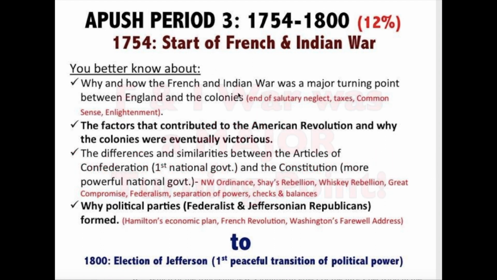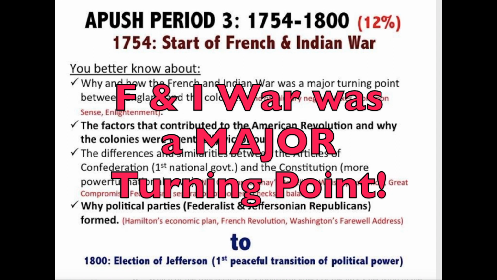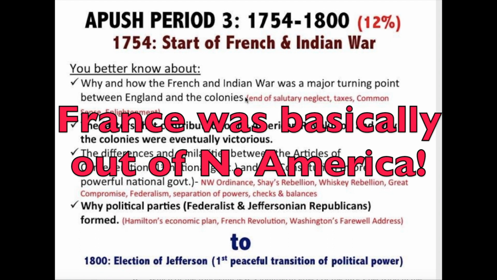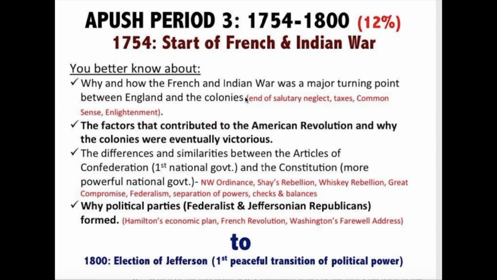Why and how the French and Indian War became a major turning point between England and the colonies. So remember, the end result of the French and Indian War was that France was basically out of North America and Britain had control of North America, Canada, and to the Mississippi River.